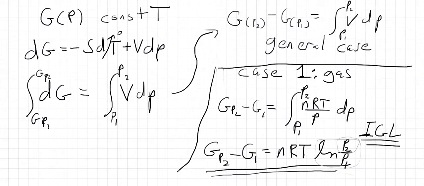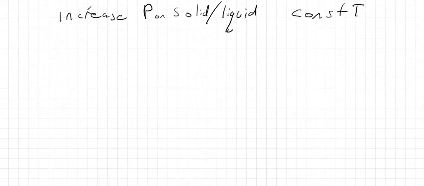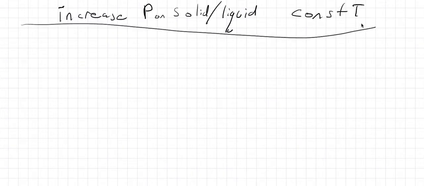Let's look now at something other than a gas. So let's go ahead and increase P on a solid or a liquid. So something that's not compressible, something that's not very compressible. And remember, we're still looking at constant T. So we're going to increase the pressure and see how that affects the Gibbs function.